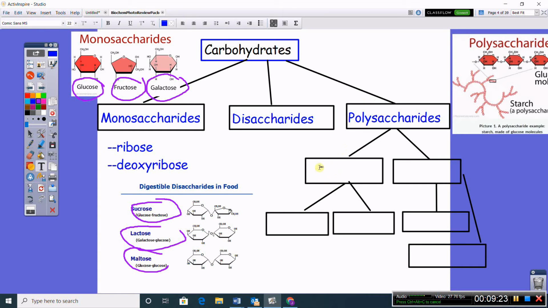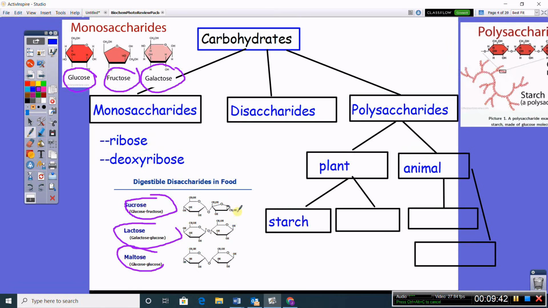Okay, polysaccharides, we can split these into plant polysaccharides and animal polysaccharides. Okay, plant polysaccharides are going to be starch, which remember, starch is for storage.